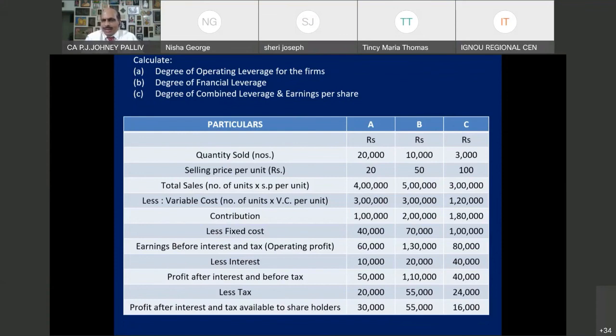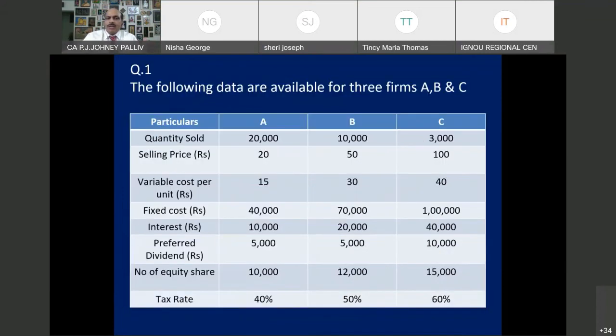Once you deduct tax, you will get profit after interest and taxes. But after explaining this, your work is only tabulation, my dear friends. You have to just tabulate whatever is required. Let us start with quantity. From the question, you tabulate: 20,000, 10,000, 3,000.